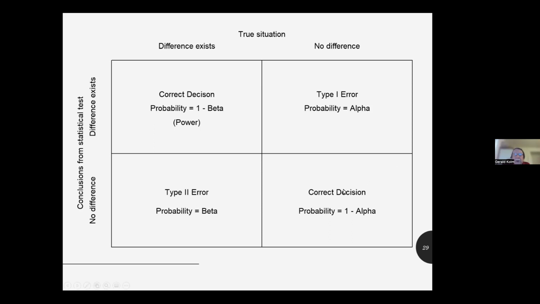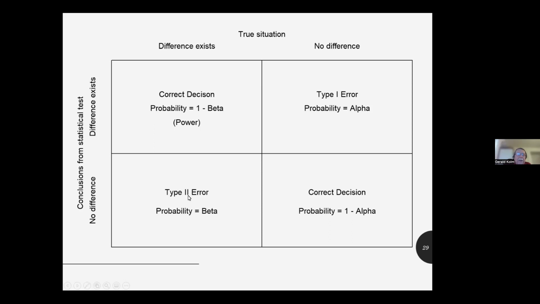We're not so concerned with the case where there's no difference and there's no difference in the population. But the other kind of serious error that we can make is what's called a type 2 error, and the probability we assign to this type 2 error is called beta. This is a situation where, based on our statistical test, we conclude that there's no difference in the population, but in the true situation there is a real difference. If we make this kind of conclusion, we've made what's called a type 2 error.